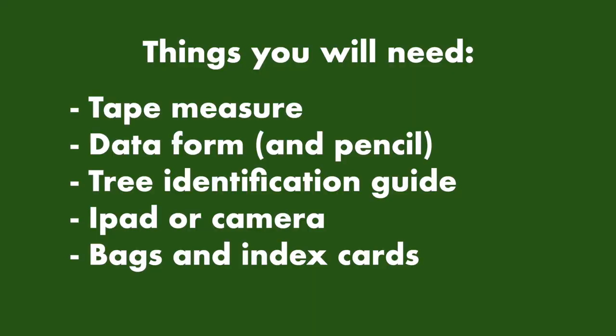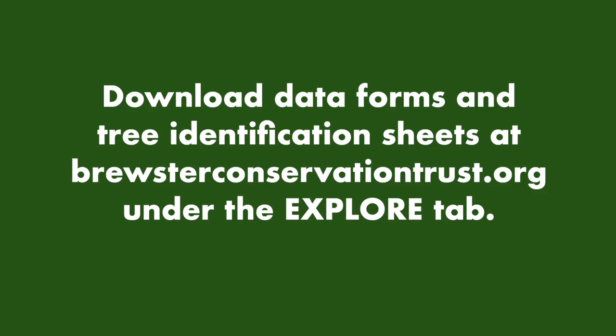Here's a list of things you will need today. A tape measure, your data form, your tree identification guide, your iPad, and bags and index cards to collect samples. Download data forms and tree identification sheets at brewsterconservationtrust.org under the Explore tab.